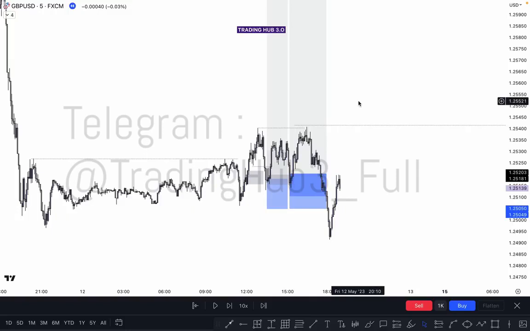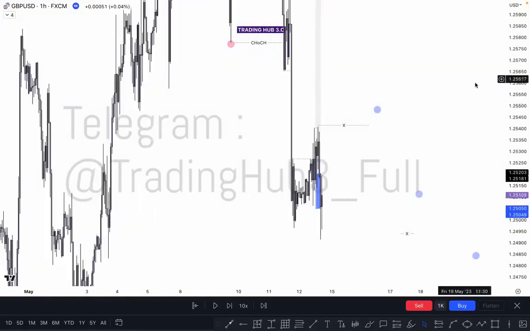Now I'm going to switch again to the 1 hour time frame to check what is happening here and what we can expect as our next move.